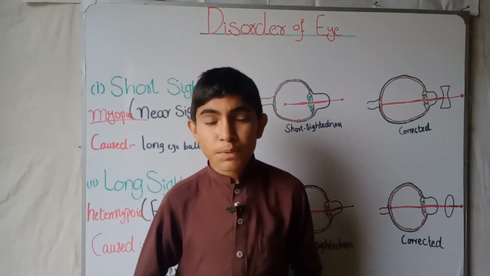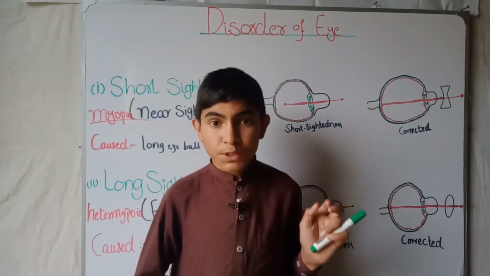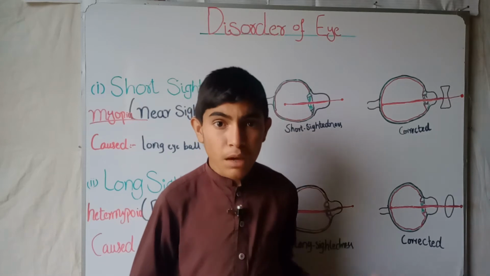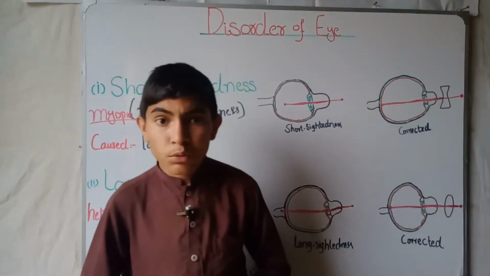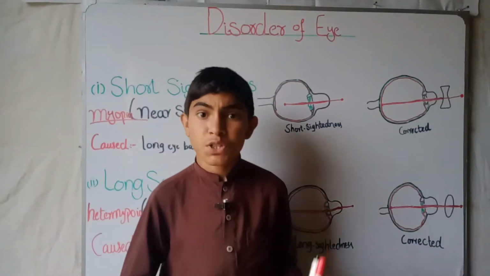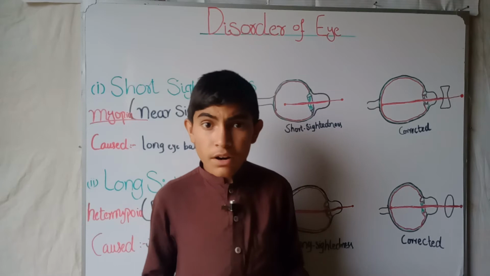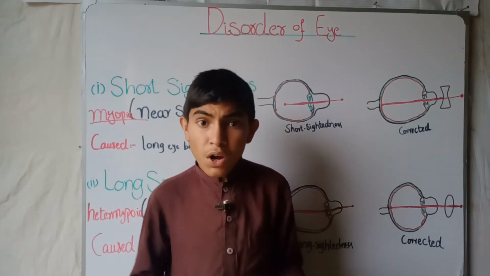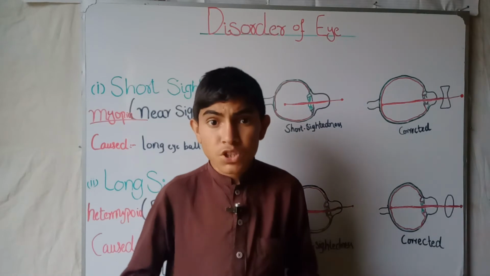Student, today my topic is about the disorder of the eye, from Biology for class 10. The second topic is about the photoreceptor. In the previous lecture we studied the structure and function of the eyeball, but now we are going to talk about its disorders that compel our eye to be disordered and stop its normal function.